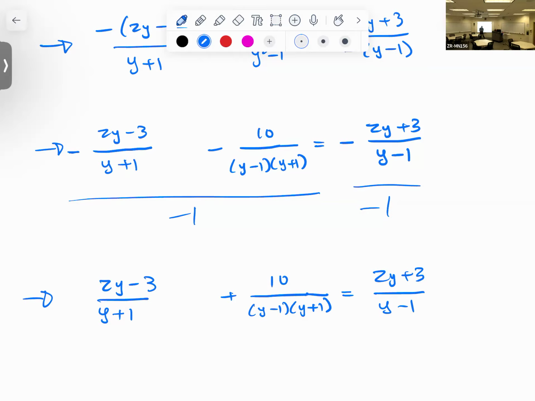That's missing the y minus 1. This one's missing the y plus 1. So in order to create the common denominator, this one is y minus one over y minus one. This one is y plus one over y plus one.